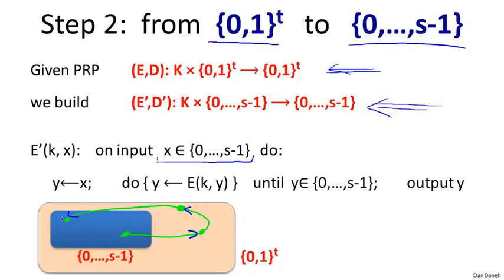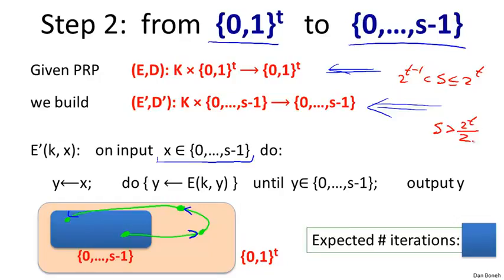But before that, let me ask you, how many iterations do you expect that we're going to need? And I want to remind you again, before I ask you that question, that in fact s is less than 2 to the t, but is more than 2 to the t minus 1. So in particular, s is greater than 2 to the t over 2. And my question to you now is, how many iterations are we going to need on average until this process converges?